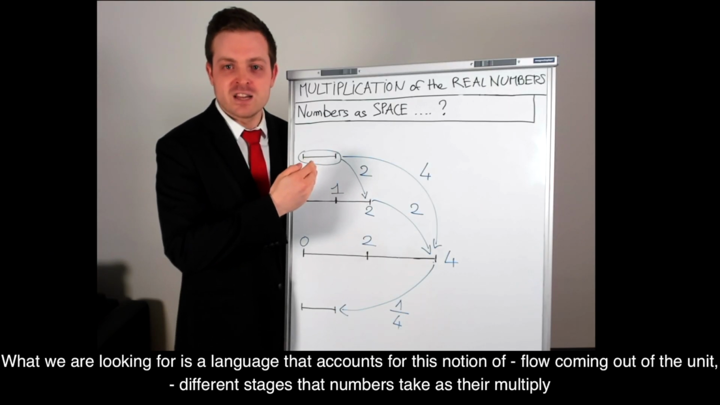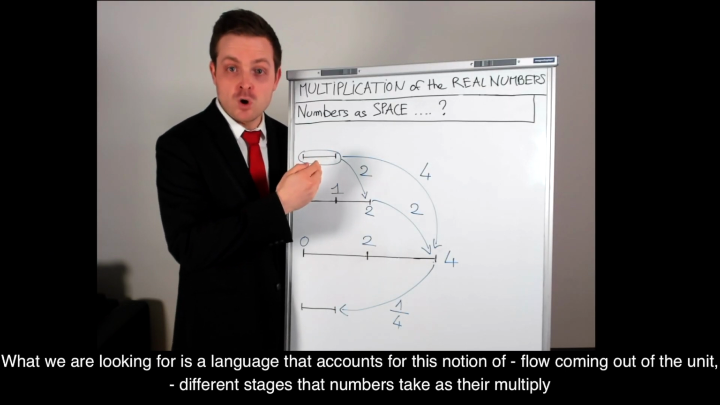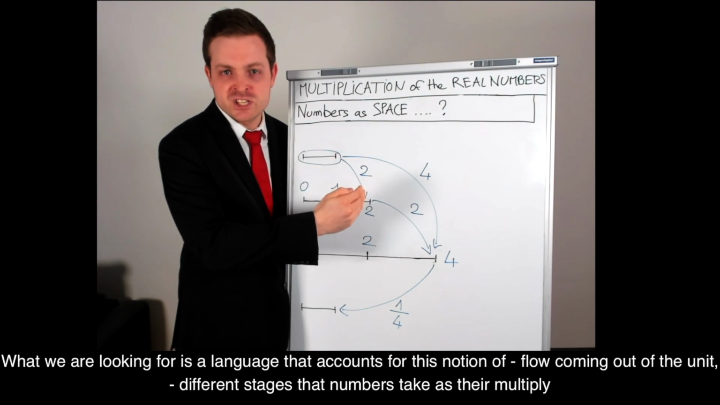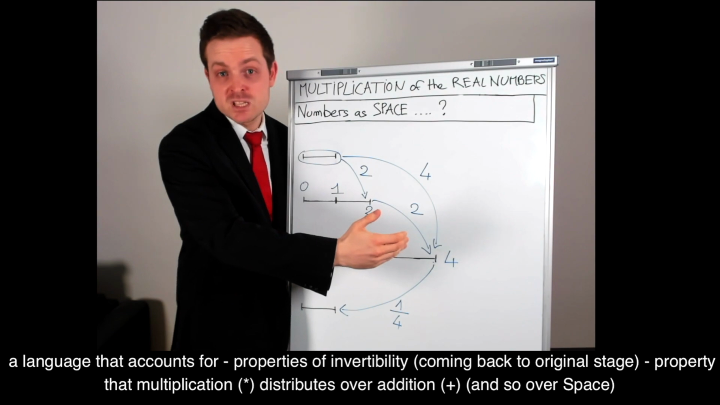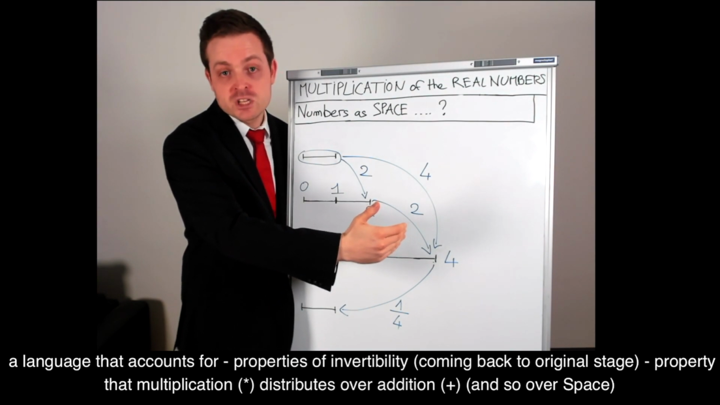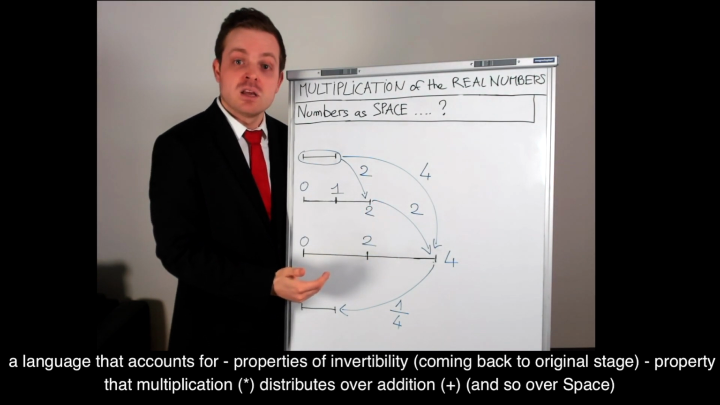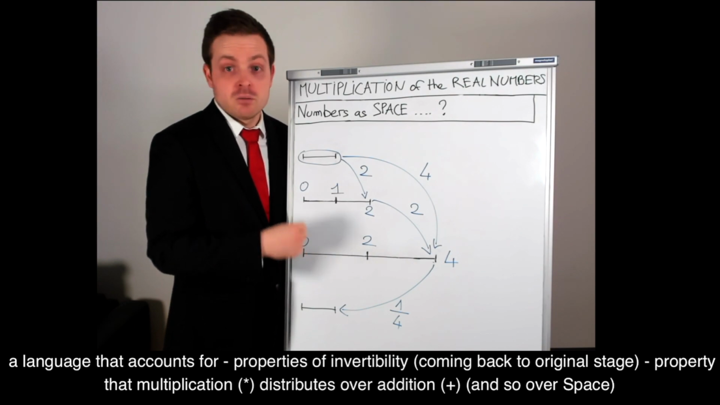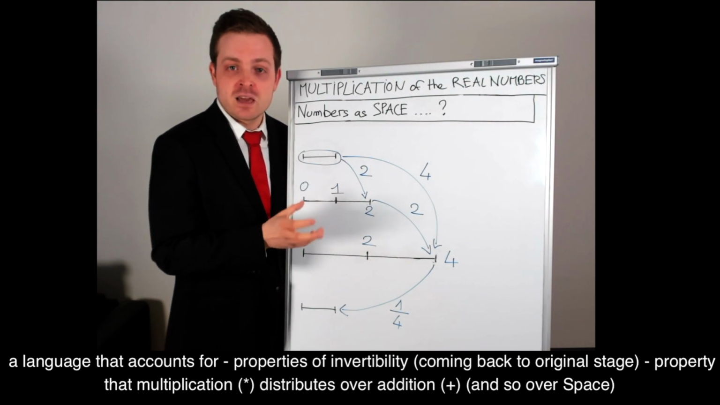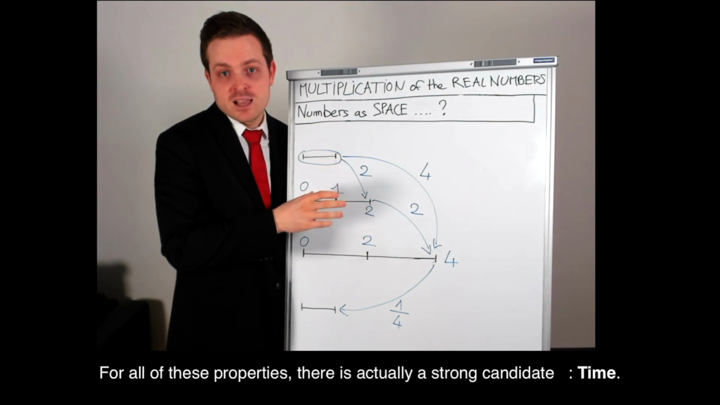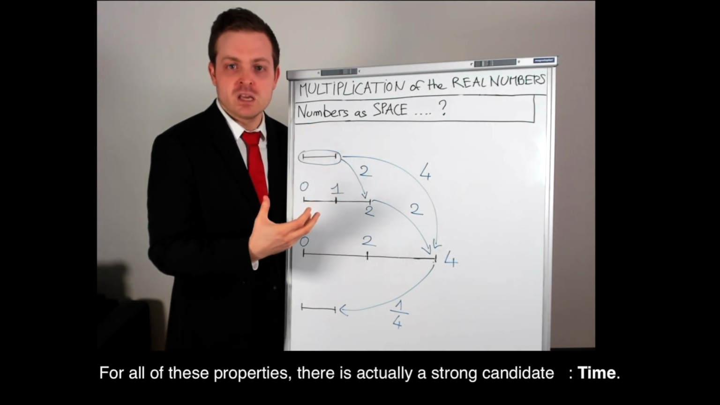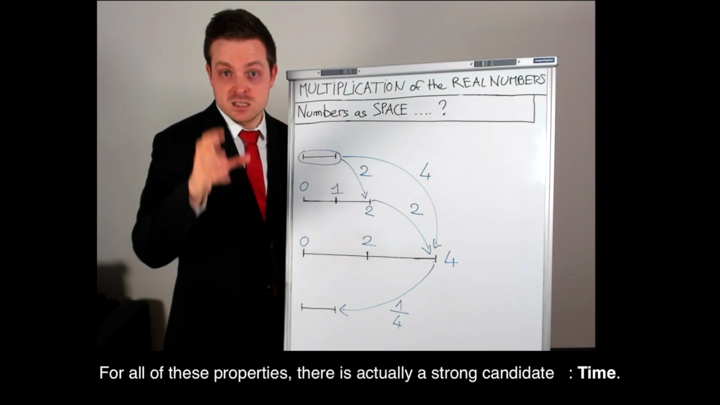What we're looking for is a language that accounts for this notion of flow coming out of the unit, of different stages that numbers take as they multiply, a language that accounts for the properties of invertibility, which is coming back to the original stage, properties as well that accounts for the fact that multiplication distributes over addition and so over space, and for all of those properties actually a strong candidate, and this candidate is time.